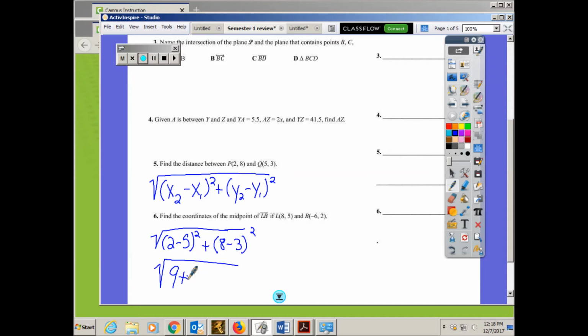On this one, on the y's, 8 minus 3 is 5. And 5 squared is 25. Okay? 9 plus 25 adds up to 34. So your answer is the square root of 34.